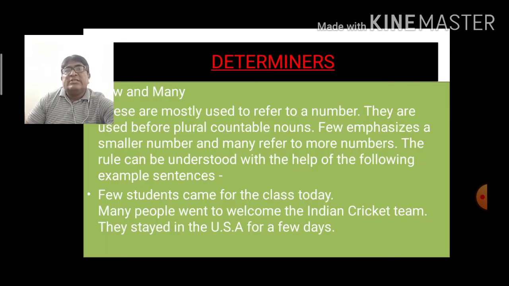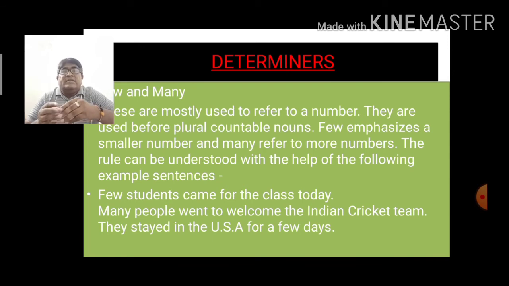Let's see. Next are few and many, right? These two are mostly used to refer to a number. These are used before plural countable nouns. Here few emphasizes a smaller number and many refers to more numbers. So here we have few, a few and the few. Few means here nothing, it emphasizes a smaller number, maybe one or two. These three, few, a few and the few, are used before a noun, but the noun should be countable, right?